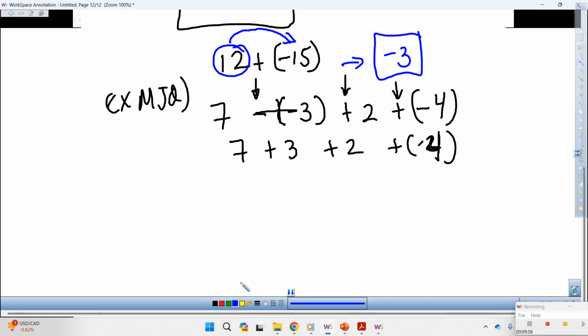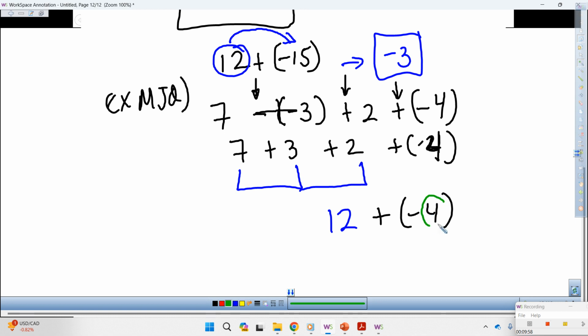So now that we have addition all the way through, combine like terms. 7 plus 3 plus 2. What is 7 plus 3? 10 plus 2, that is 12. Plus -4. Which is the smallest number? The smallest number, Mr. Q, is this one. So can 4 negatives cancel 4 of these positives? Yes, and that's going to leave us with what? +8.